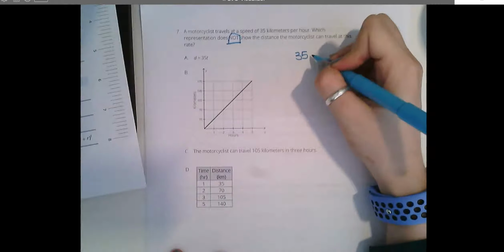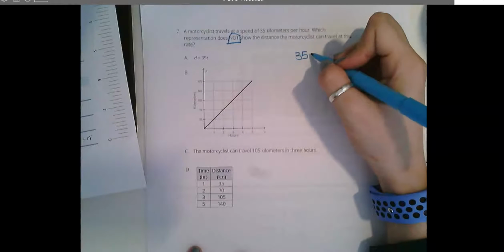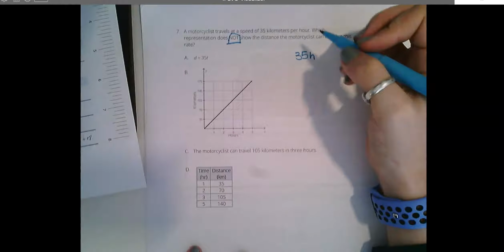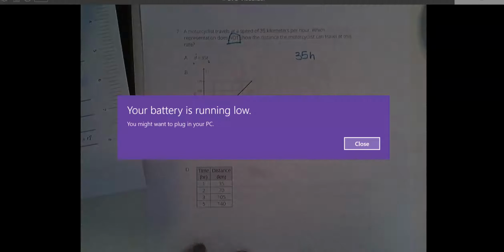Number 7. A motorcyclist travels at a speed of 35 kilometers per hour. Which representation does not, very important word, show the distance that the motorcyclist can travel at this rate? Alrighty, let's see. So, 35 kilometers per hour. That is going to be a multiplicative relationship. So if I wanted to say, oh, look, I'm seeing D and T. I bet this stands for distance and time.